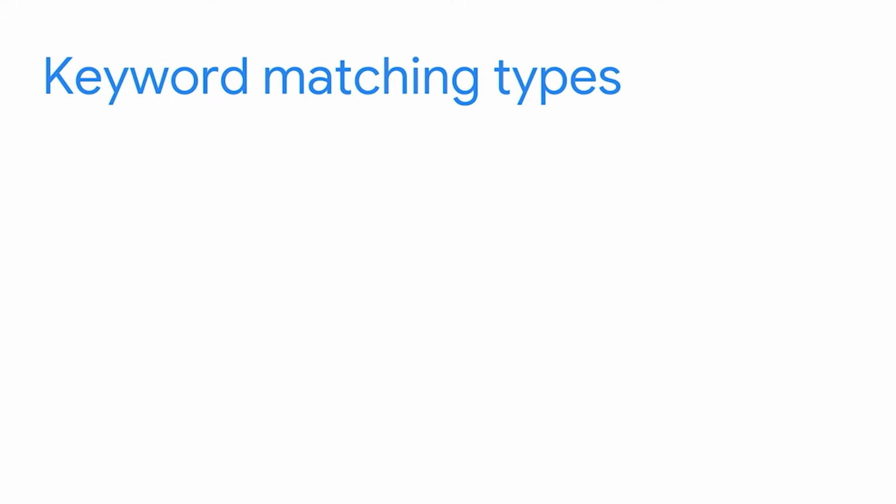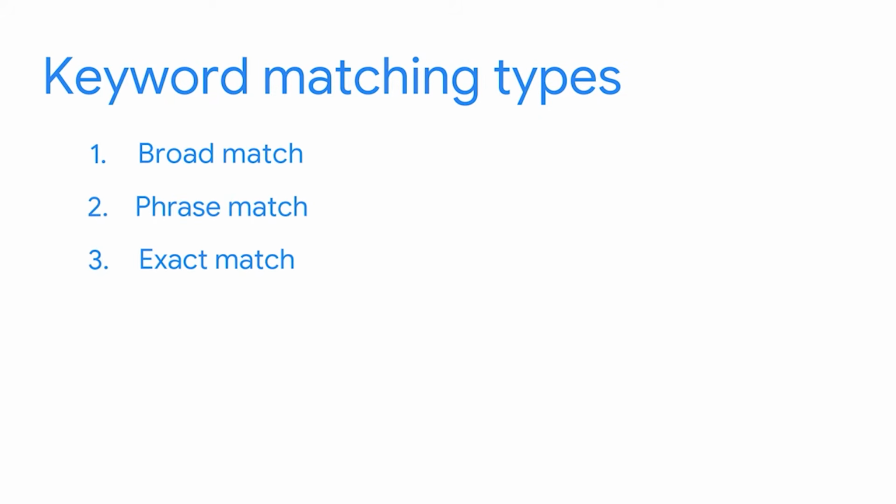Now, when choosing keywords for Google Ads, you don't have to enter every type of keyword exactly. Instead, you can use keyword match types. Keyword match types dictate how closely the keyword needs to match with the user's query in order for the ad to show. There are three options: broad match, phrase match, and exact match.